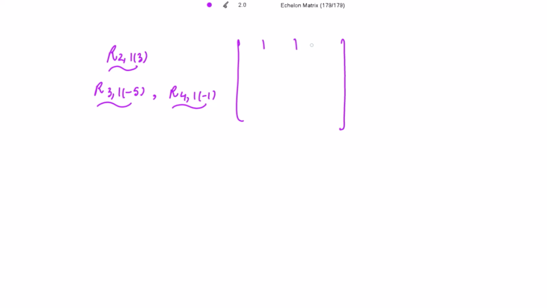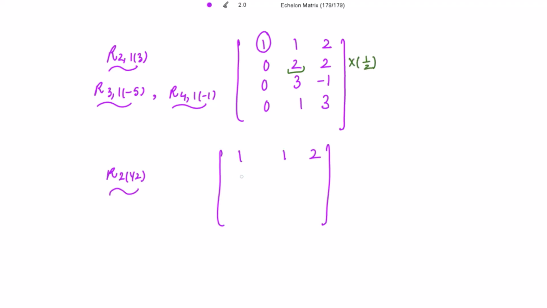So writing the first row as it is, in the second row I get 0, 2, 2. In the third row, I get 0, 3, negative 1. And in the fourth row, I get 0, 1, 3. Because all the elements below the leading entry are 0, this becomes the leading element for the first row. And now I have this as the leading entry for the second row. I need to make this 1. For that, just multiply the second row by 1/2. So the second row now changes to 0, 1, 1. Writing the rest of the rows as they are.